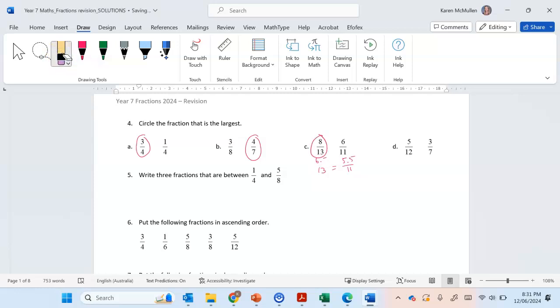Now let's say that concept was a little bit tricky to understand. Then we just have to change the denominators. So let's just go ahead and do that. To make the denominators the same, you can just multiply. So 13 times 11. Now, this should be on your multiplication table. So I know that 12 times 11 is 132. So I'm going to add another 11. So we should get 143.